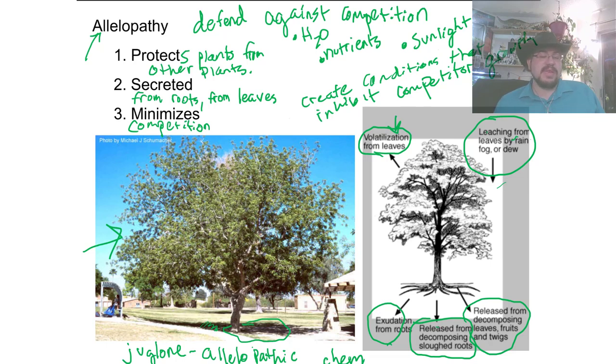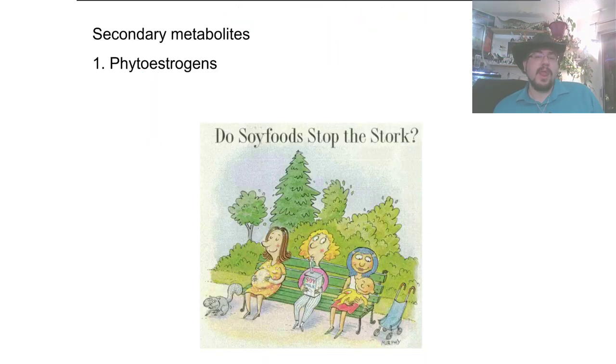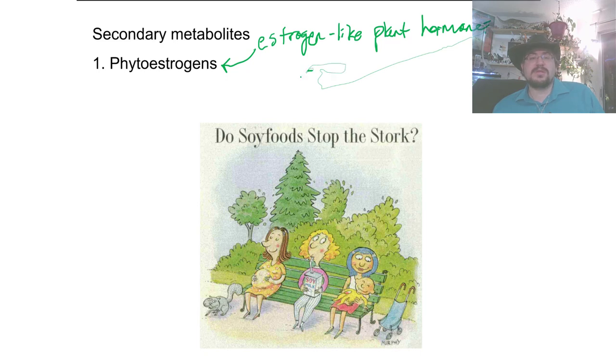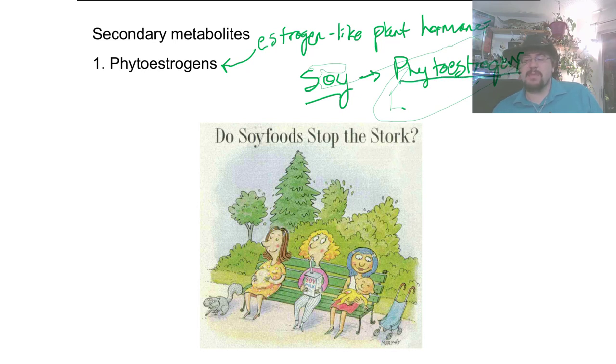It inhibits the metabolism of any plants exposed to it that happen to be sensitive to it. And another secondary metabolite would be phytoestrogens. So phytoestrogens are estrogen-like plant hormones. For instance, soy produces phytoestrogens. Soy produces some interesting phytoestrogens. When you increase your soy in your diet, you build up phytoestrogens. Now, phytoestrogens don't guarantee an effect.